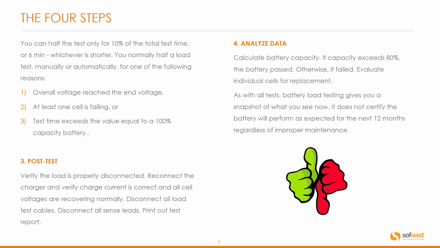And step 4 is analyze the data. So we need to calculate the battery capacity. If capacity exceeds 80%, the battery passed. Otherwise, it failed. Evaluate individual cells for replacement.